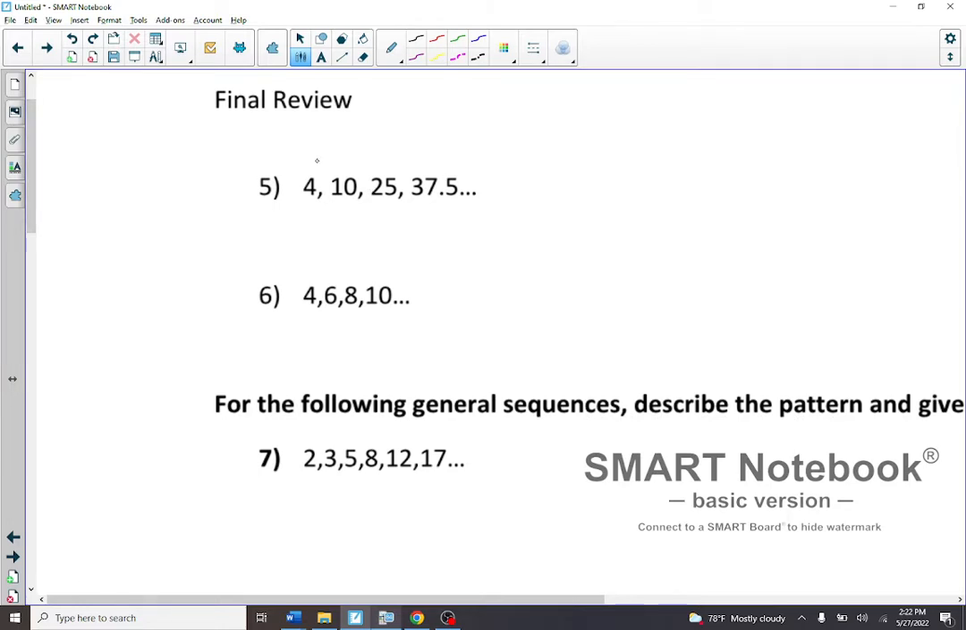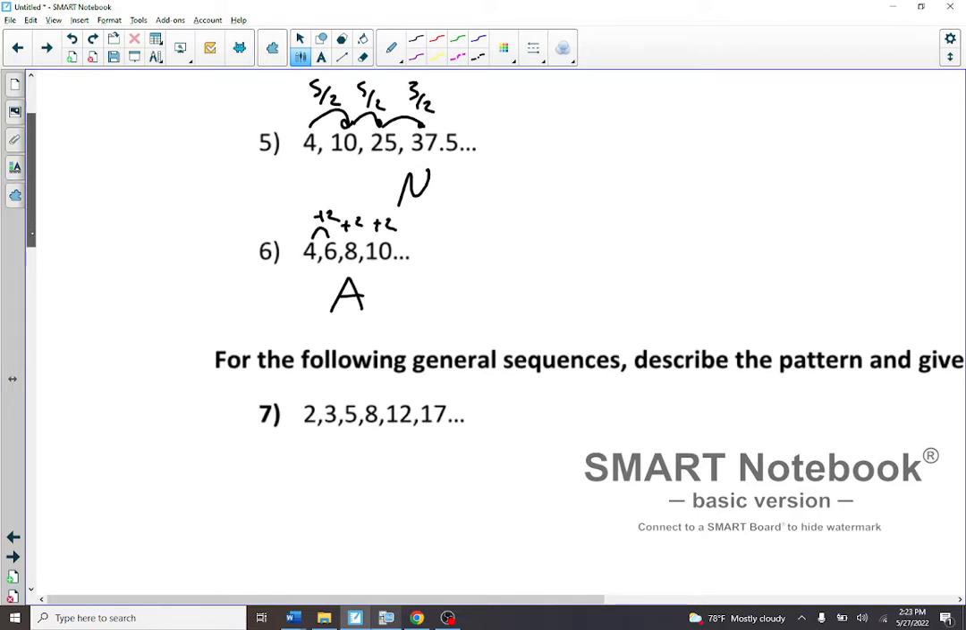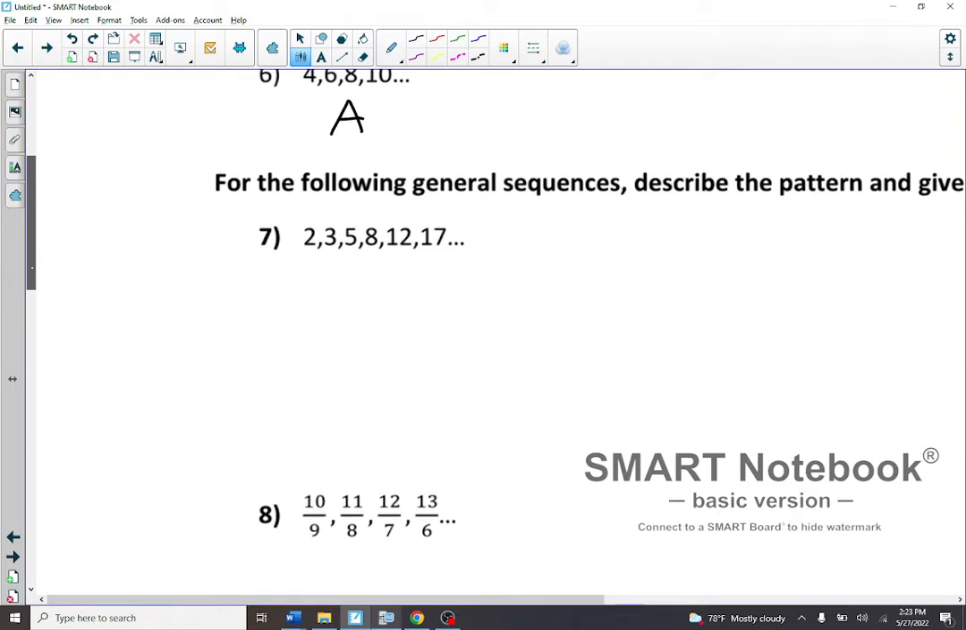Here, I remember this one. This one, you could kind of see 10 over 4 is 5 over 2. This is not 5 over 2. This is 3 over 2. So because that's not consistent, it's neither. Plus 2, plus 2, plus 2. That's consistently adding, so that's arithmetic. And if it's consistently multiplying or dividing, it's geometric.